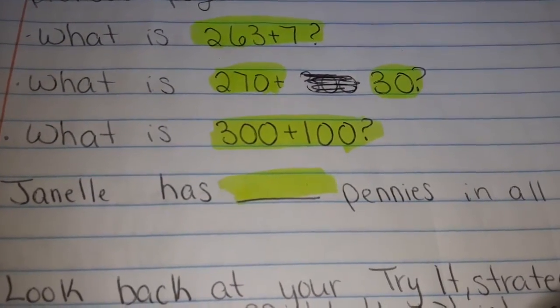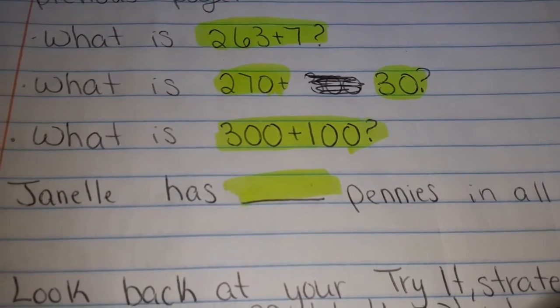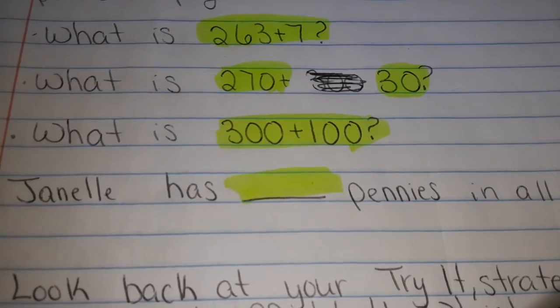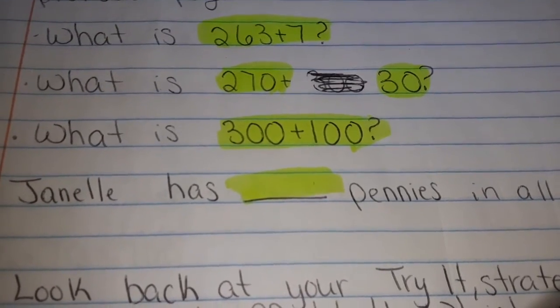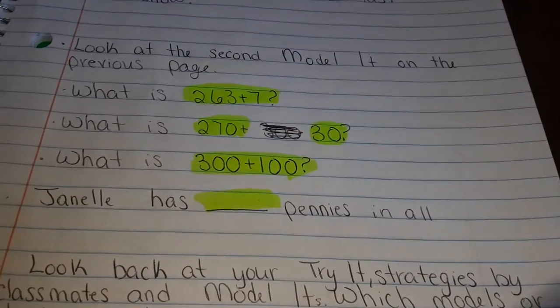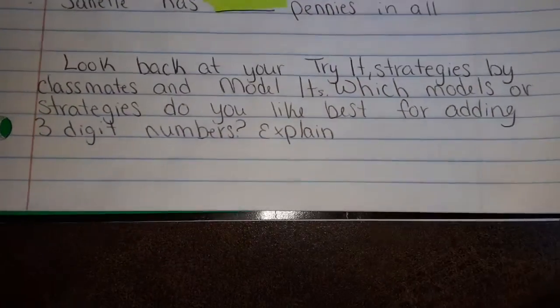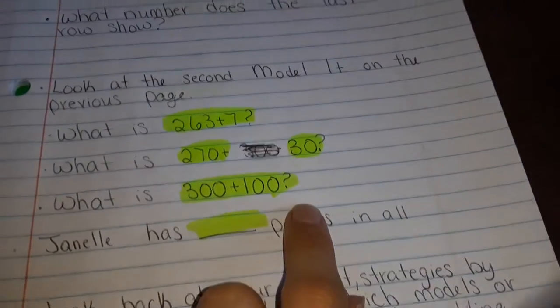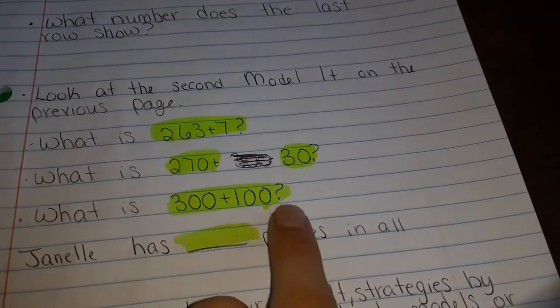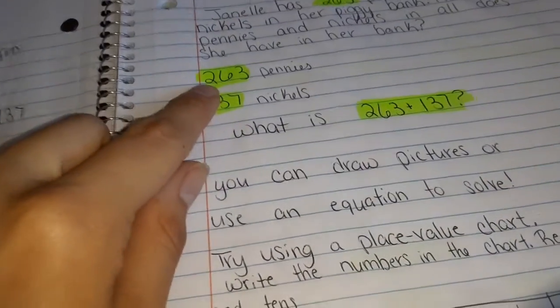What is 263 plus 7? What is 270 plus 30? What is 300 plus 100? Janelle has blank pennies and all. I actually believe I wrote pennies and it was supposed to be all the change, because she has 263 pennies.